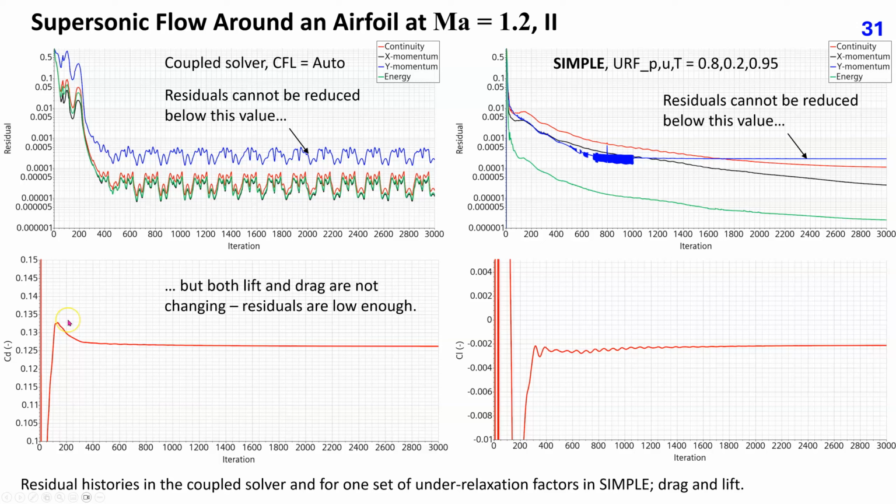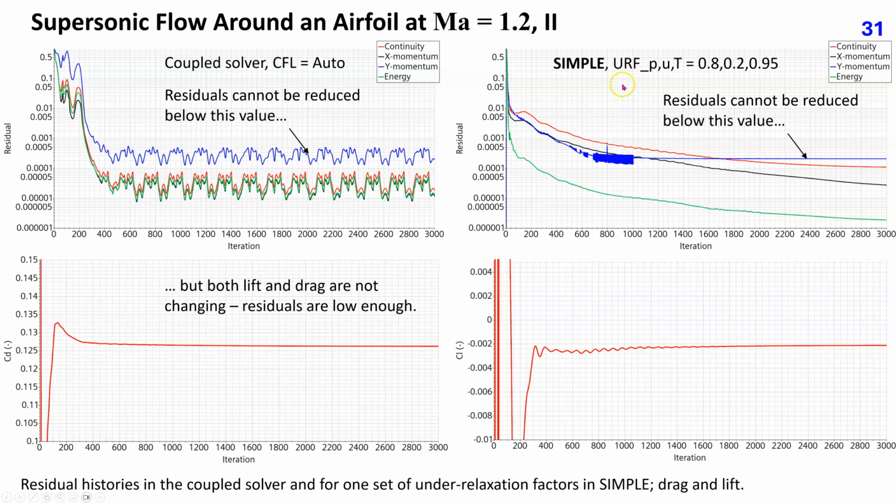The SimCenter StarSystem Plus software offers also the option of an automatic selection of the CFL number. This leads to a fast reduction of residuals by 3 orders of magnitude, but after that, all residuals oscillate nearly periodically around a steady level.